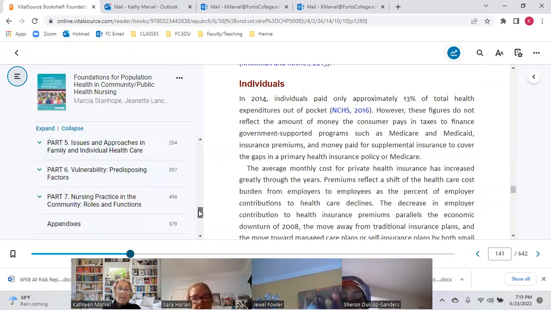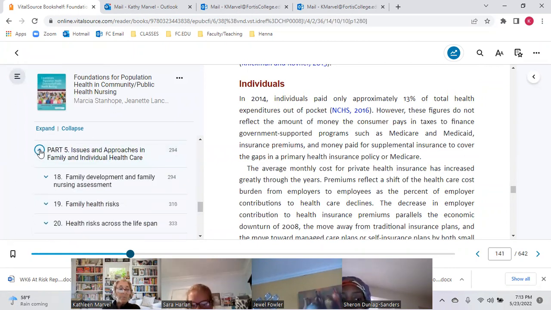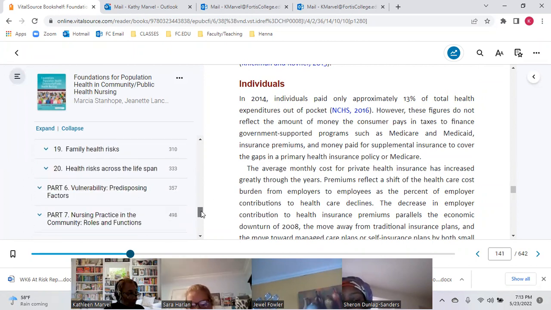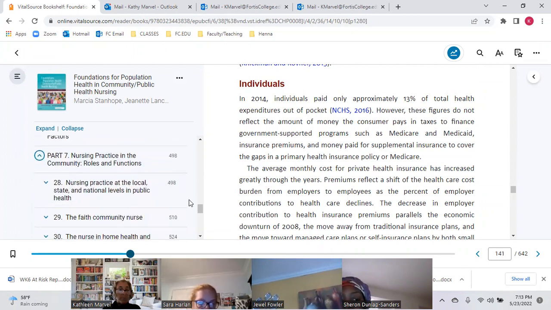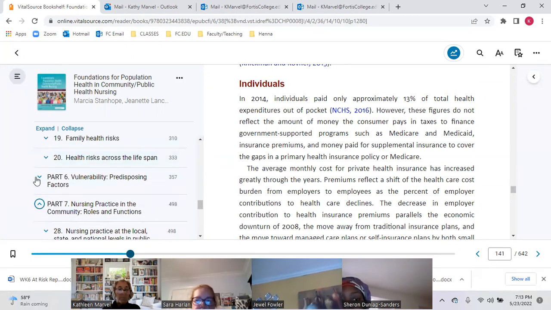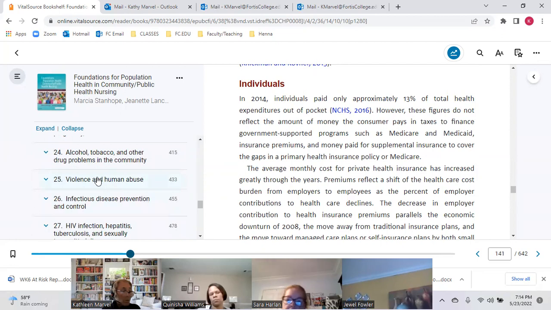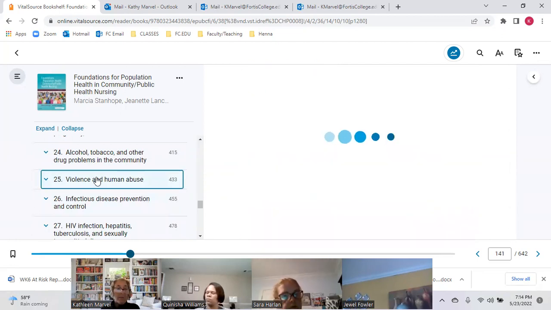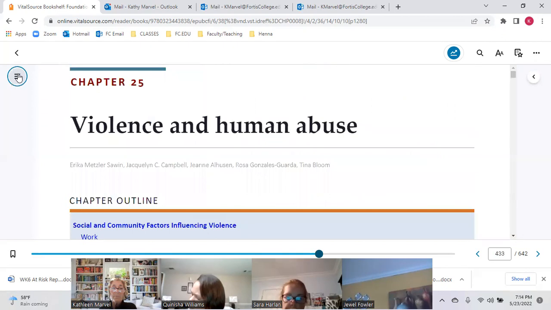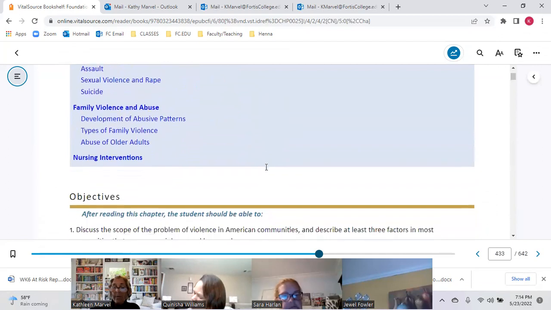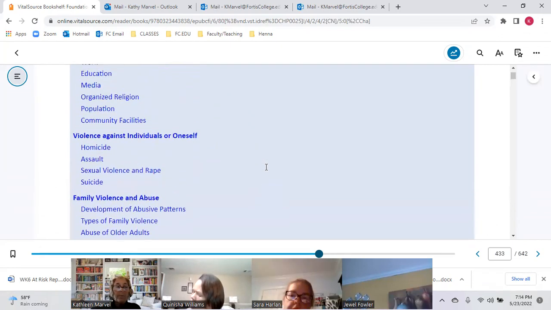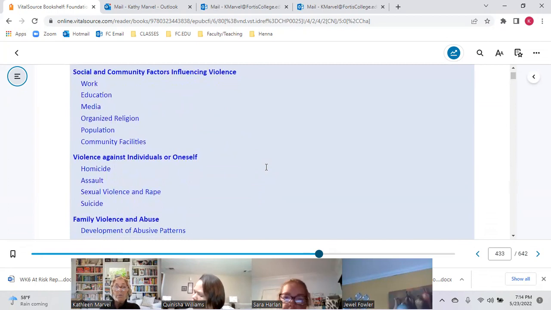Okay, let's jump down to a couple of difficult chapters. You doing okay? Everybody doing all right so far? All right, let's get into violence and human abuse. So we're in chapter 25, page 433. Okay, what are some social community factors that potentially influence violence?